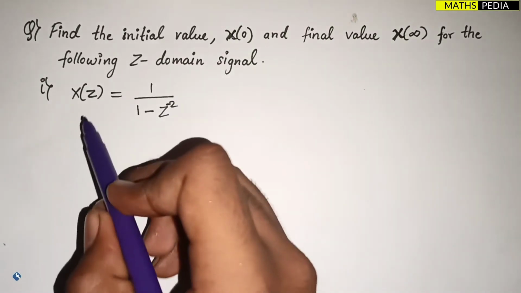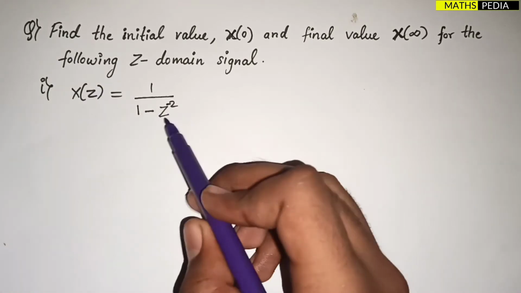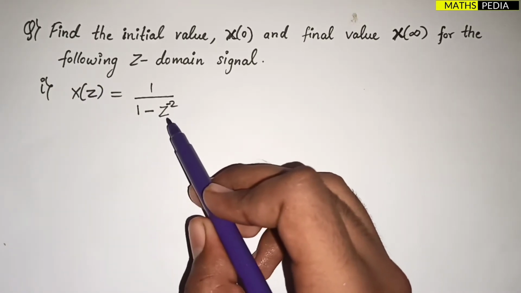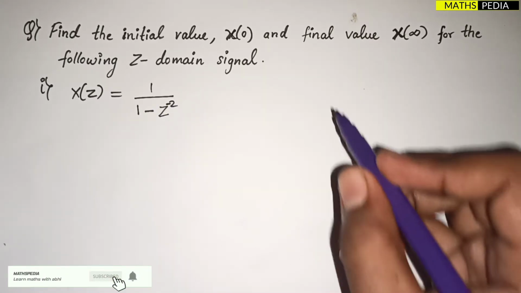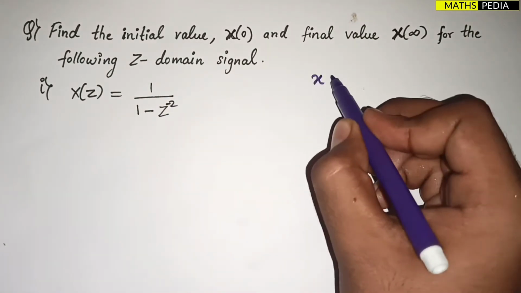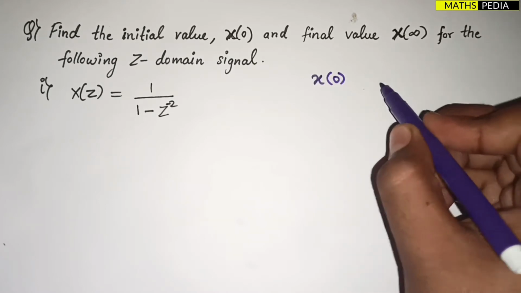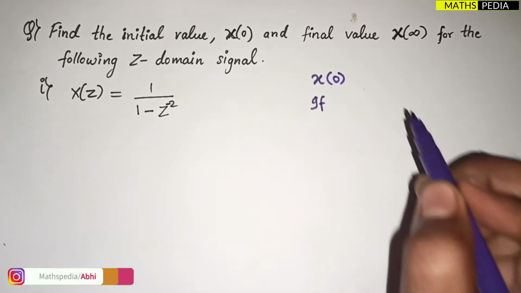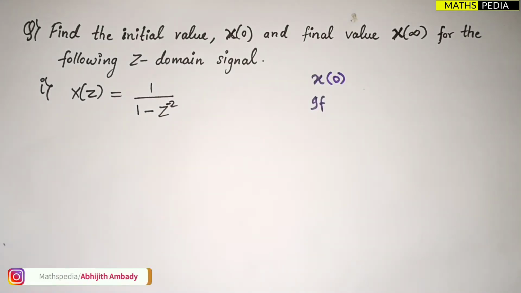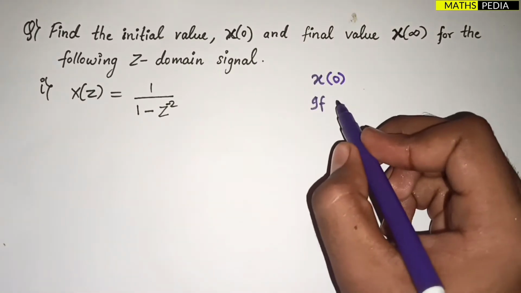So the given problem is X of z is equal to 1 by 1 minus z power minus 2. Negative power is there. Okay. So first of all, we'll try to understand what is x of 0. You might have studied the initial value theorem and final value theorem proof, right? In that we have to just see the result.